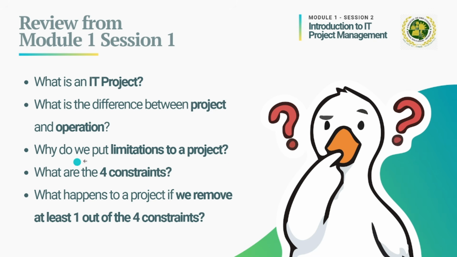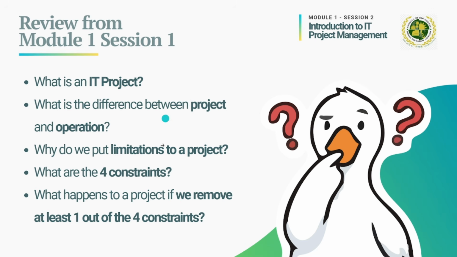Now, why do we put limitations on a project? Recall that every project has constraints. Every constraint has its limits so that we can specify a solution to a specific problem. Adding a feature that isn't really related to the project you're building could cause your project to fail because you're not specifying a solution to the problem that you're trying to solve.